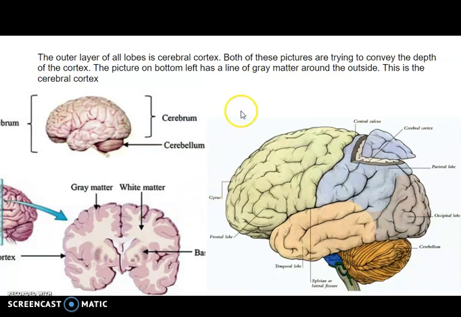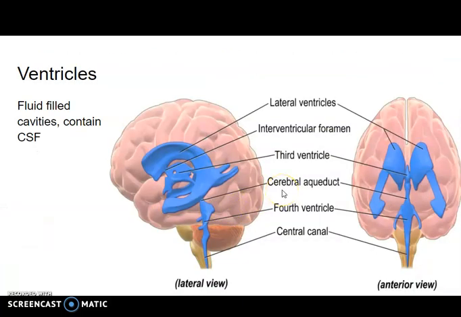Inside the brain, there are cavities or hollow areas. Those cavities or hollow areas are called ventricles, and they're filled with cerebral spinal fluid. All right, so this is what it looks like coming from the side. If you were to look at it straight on, this is what it would look like straight on. On your notes there for ventricles, you just need to put that it's 4 fluid-filled cavities of the brain, and they contain cerebral spinal fluid.